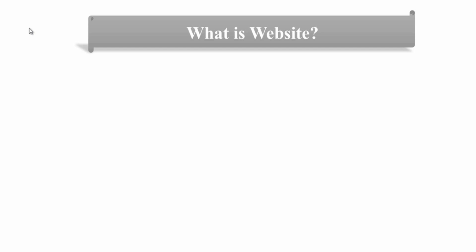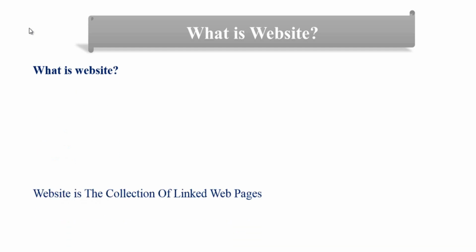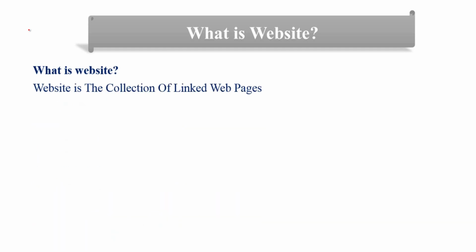Hi guys, this is the very first class for chapter 1, introduction to web development. This is a very simple question but a very important one. What is a website? A website is a collection of linked web pages. You should know about web pages. What is actually a web page? When different web pages link to each other, we say that this is a website.